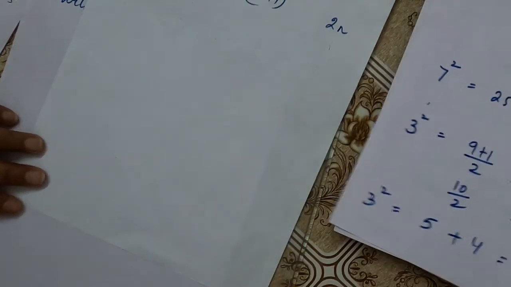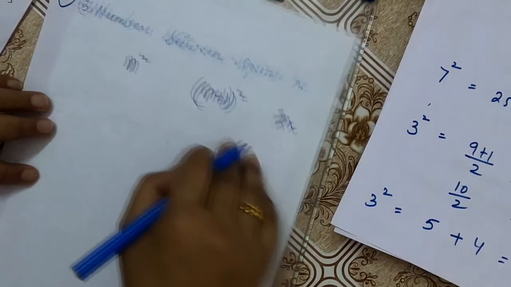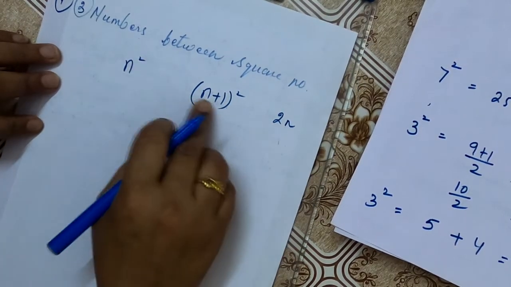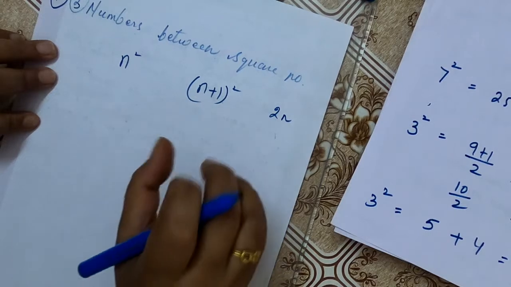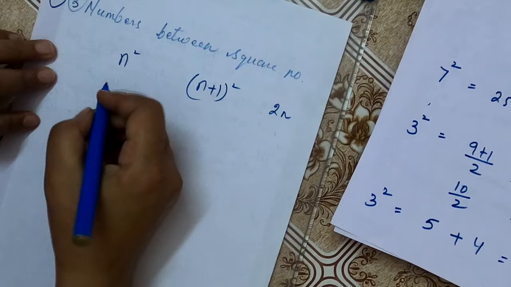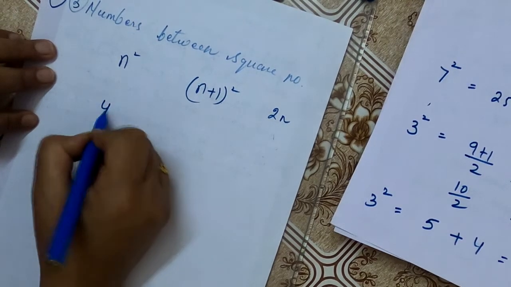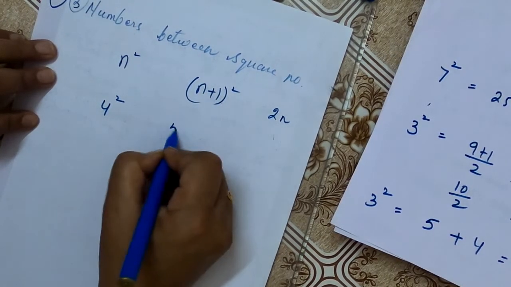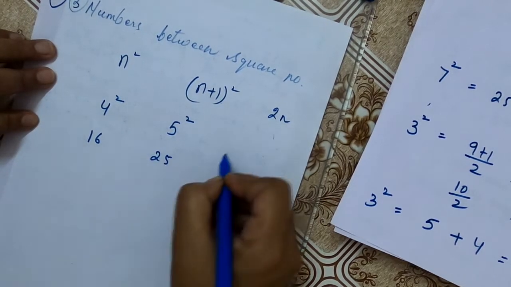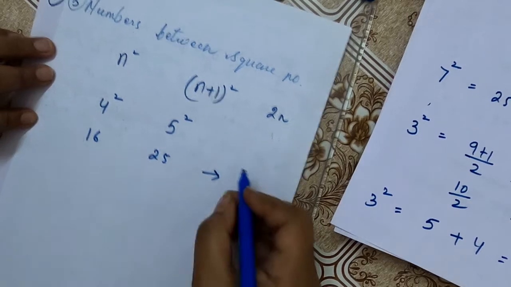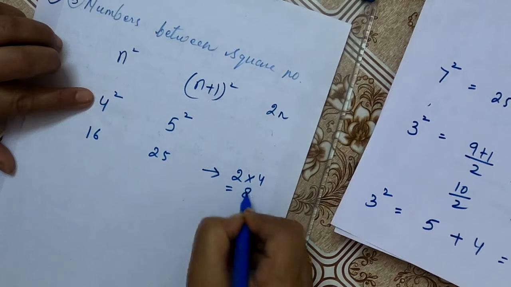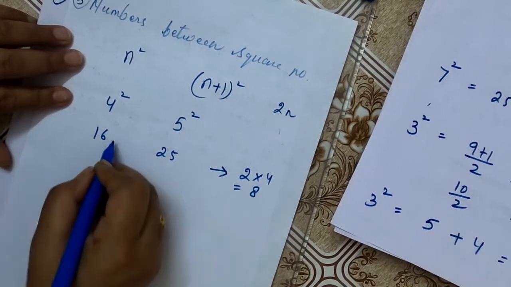Now let us take another thing. Numbers between square numbers. Suppose we take n square and (n plus 1) square. The total numbers between the squares of these two numbers will be 2n. Let me take a small example. N square means suppose 4 square and (n plus 1) square is 5 square. How many numbers should be there? 16 and here 25. The total numbers between these two squares should be 2n, means 2 multiplied by 4, that is equal to 8. Now let us count the numbers between them.